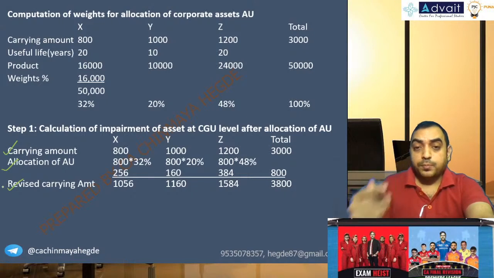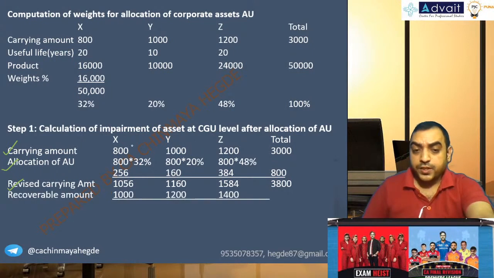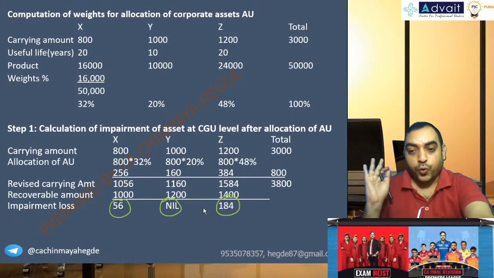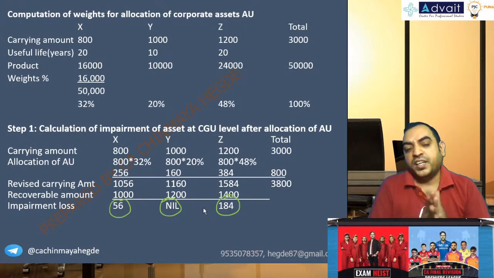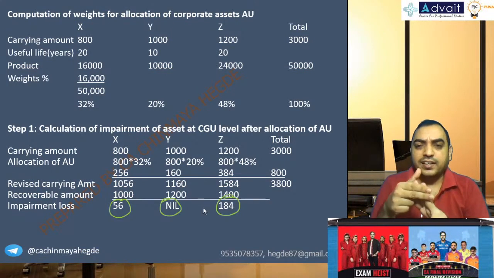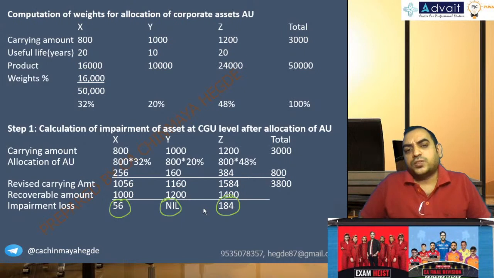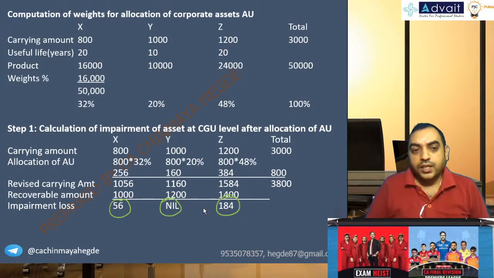Compare it with the recoverable amount. Recoverable amount is given 1000, 1200, 1400. So you compute which is the impairment. In the first case, revised carrying amount 1056, impairment is 56. Second case, recoverable amount is more, so no impairment. Third case, recoverable amount is less, impairment of 184. Now, up to this stage, tell me if you have any doubts. Simple process: XYZ, allocation, revised carrying amount, compare it with recoverable amount, difference becomes impairment loss. Why don't we have impairment for Y? Because Y carrying amount is less than the recoverable amount. No impairment there.